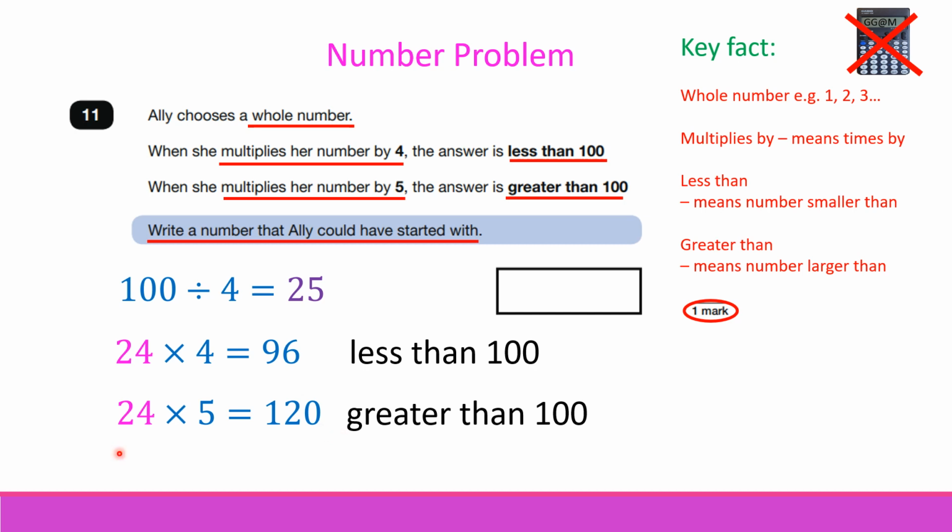Now 120 is greater than 100, so the answer we're looking for is this number here, 24. Now there could have been other numbers, and as long as you wrote any correct number, you would get the answer correct. I'll show you which answers are correct on the mark scheme. The answer I've gone for is the number 24, and I'll give you my reasons why I went for that number. Make sure that you can multiply by 4 and multiply by 5 easily in your head. If you need to do it the written way and show all your working, that is absolutely fine. You will still get the mark for it in the exam.